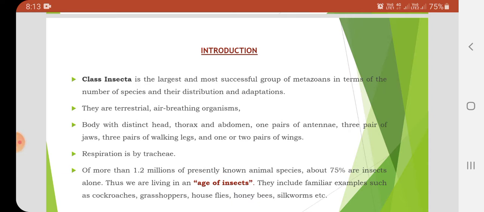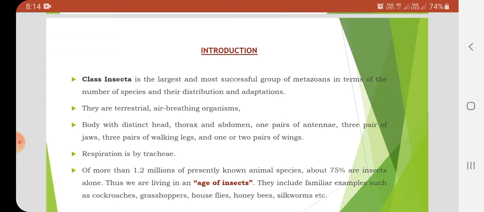They are mostly terrestrial and air-breathing organisms. The body has a distinct head, thorax and abdomen, one pair of antennae, three pairs of jaws, three pairs of walking legs, and one pair of wings. In case of Insecta, respiration takes place by the tracheal system.